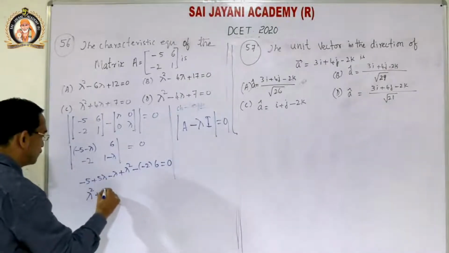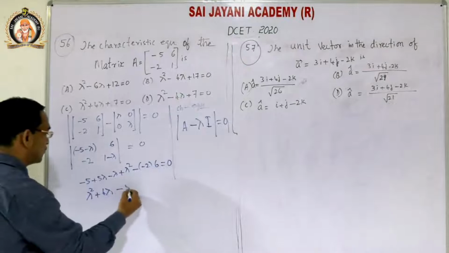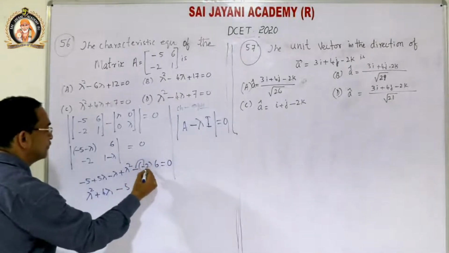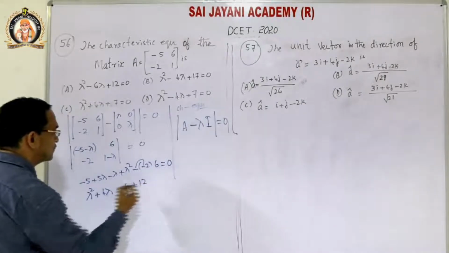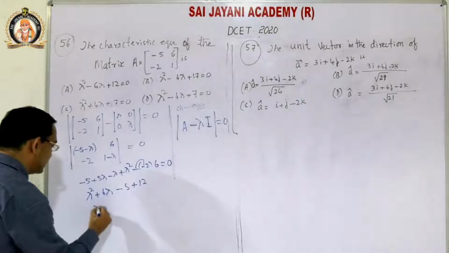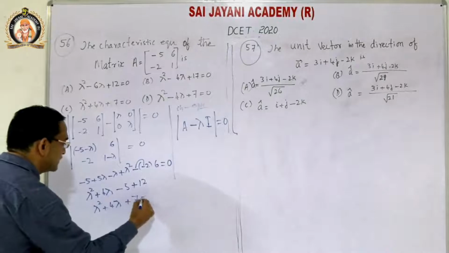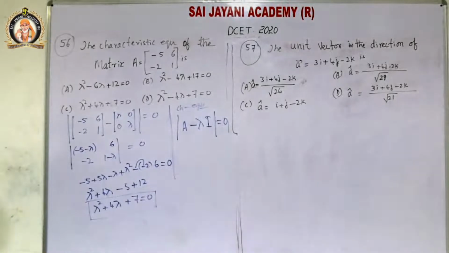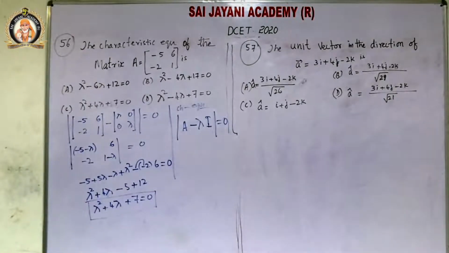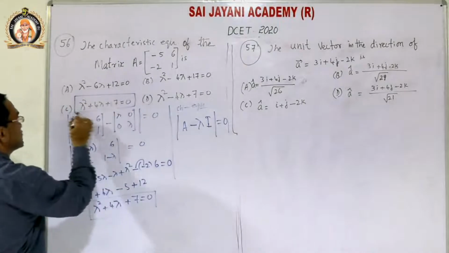is plus 4 lambda, is it not? Plus 4 lambda minus 5, minus into minus plus 2 into 6 is 12, is it not? Plus 12. So you are having the answer lambda square plus 4 lambda plus 7 is equal to 0. Now you check which is the right answer in this problem. Lambda square plus 4 lambda plus 7 is equal to 0. So C is the right answer for this problem.